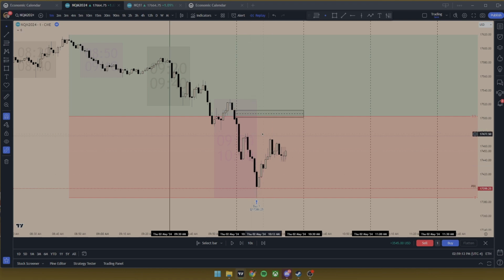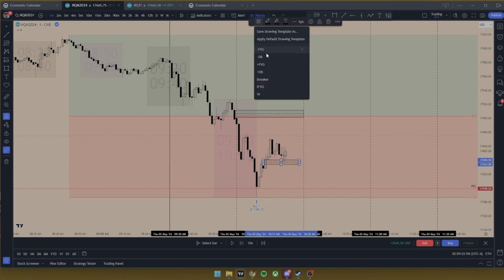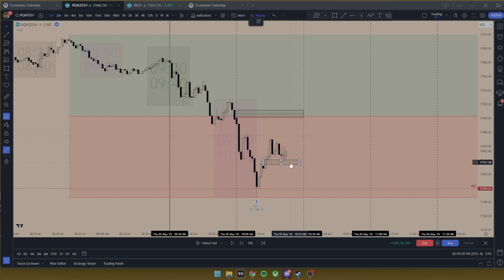Change in the state of delivery, reprice to what? Fair value gap. If we draw this out, do we stay above consequent encroachment? Yes, we do. That means you're on the right side of the marketplace. So what can you do? You can take a buy, set your take profit right inside of that premium array. Take your stop loss below the previous candle that formed that fair value gap.